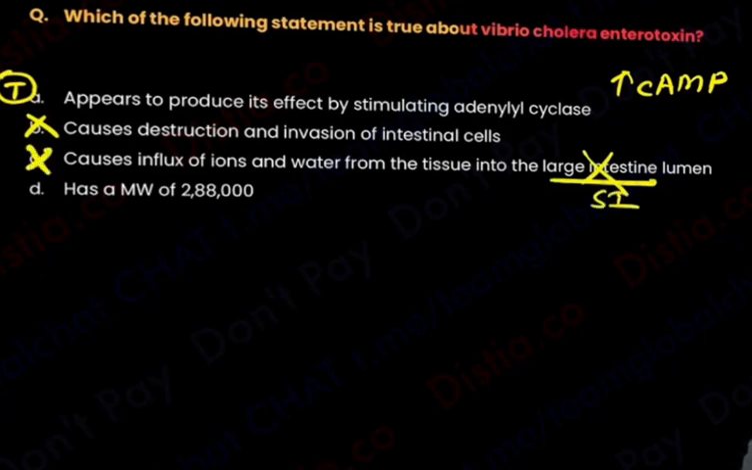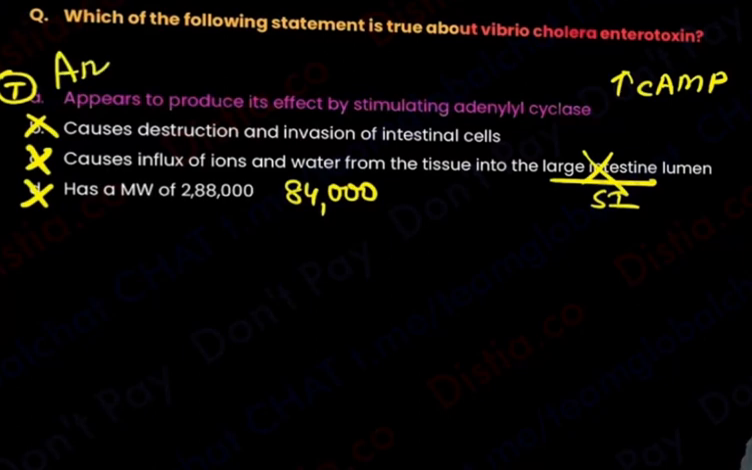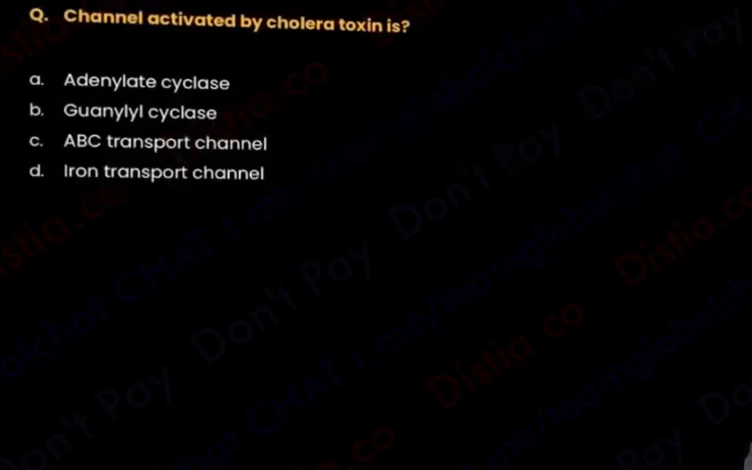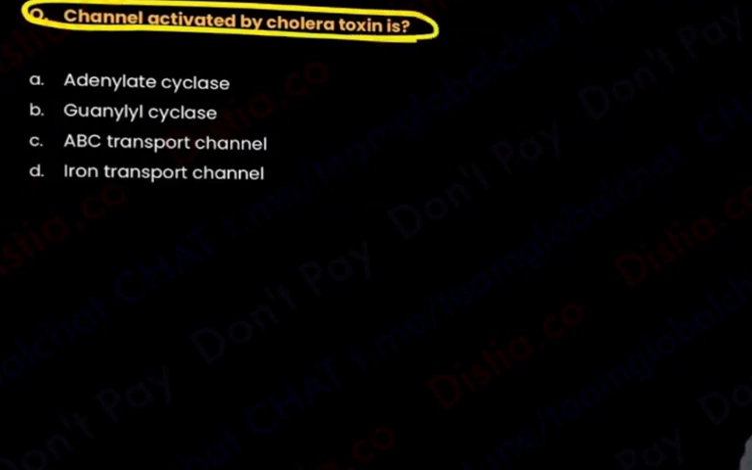Has a molecular weight of 288,000. You know it has a molecular weight of 84,000. But do we have to learn molecular weights? No. Because this question was not that you should know every point. This question was, you have already found your correct statement, and that is that it stimulates adenylate cyclase, increases cyclic AMP. So the other options were just to confuse you. You had found your answer way ahead. Coming to the next question, the channel activated by the cholera toxin we just now did, it was the adenylate cyclase, right? So this is also sorted for everyone.